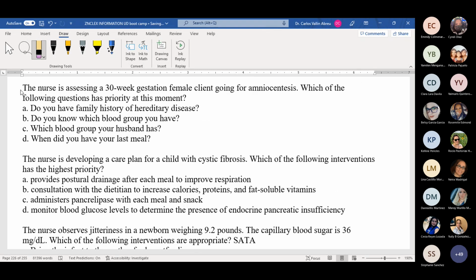Very good. The next question to practice: the nurse is assessing a 30-week gestation female client going for amniocentesis. Why do you think an amniocentesis could be done at 30 weeks of gestation? Why is this woman having an amniocentesis at this level of the pregnancy?